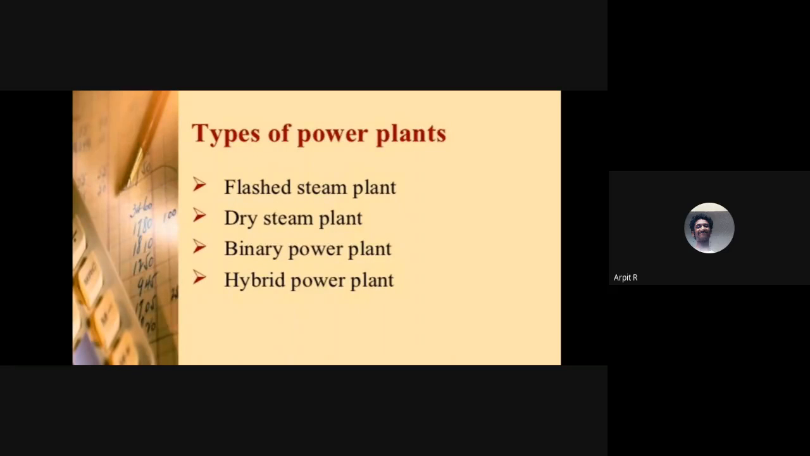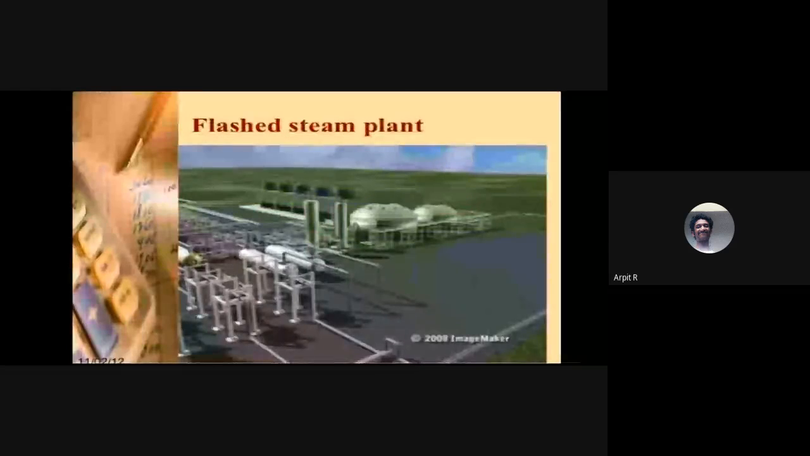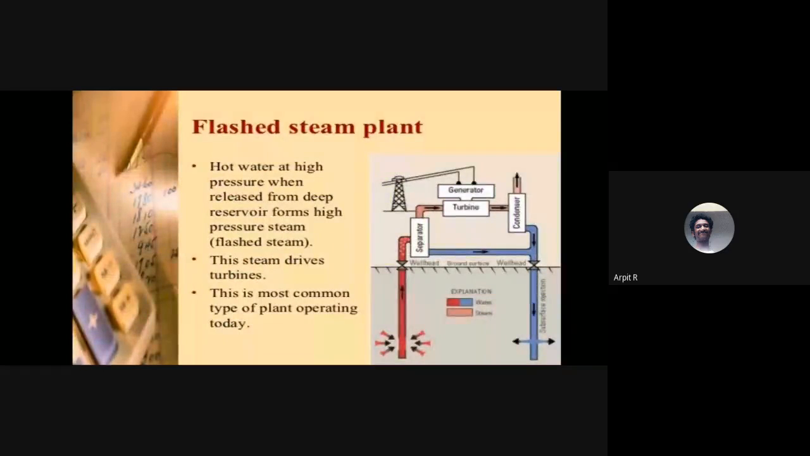Then types of power plants. There are four types of power plants: flash steam plant, dry steam plant, binary power plant, and hybrid power plant. The picture is a representation of a flash steam plant. Hot water at high pressure, when released from a deep reservoir, forms high pressure steam. This steam drives turbines. This is the most common type of plant operating today.